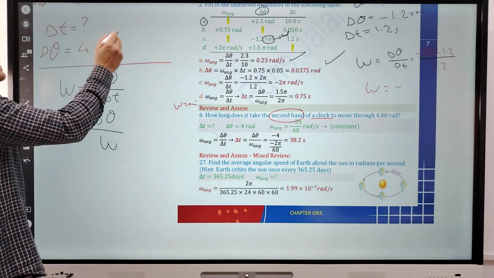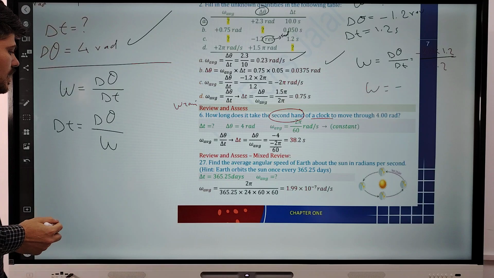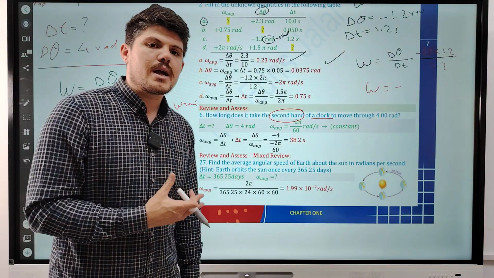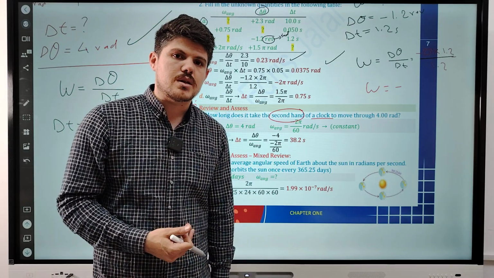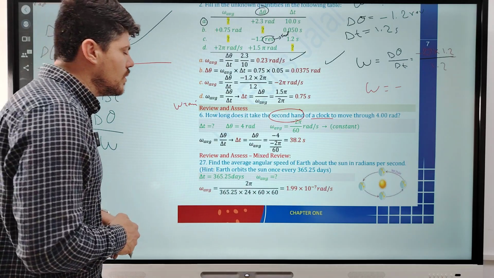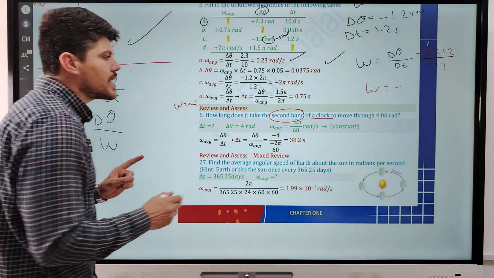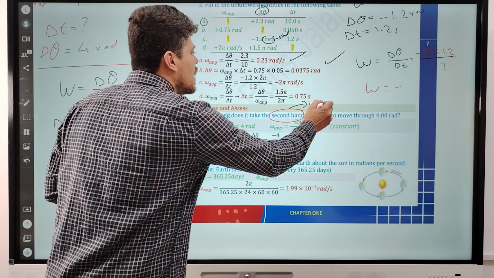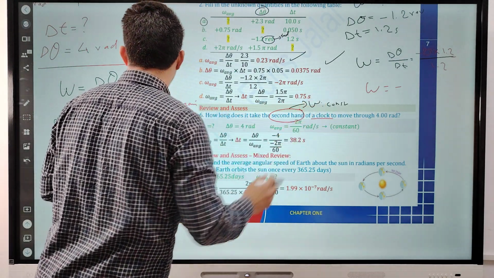Do we have angular displacement? Yes, it was given in rad. Do we have omega? No. We don't have omega or angular speed in this question. But as I explained a few minutes ago, the angular speed for the second hand is constant. Omega is constant.